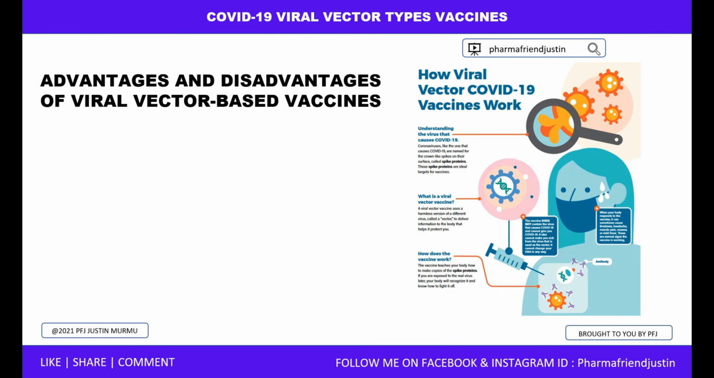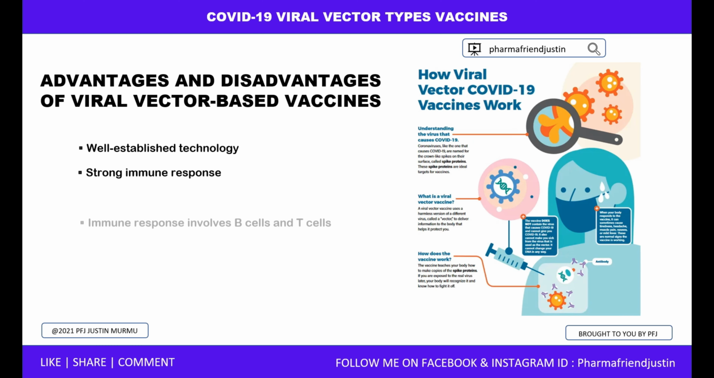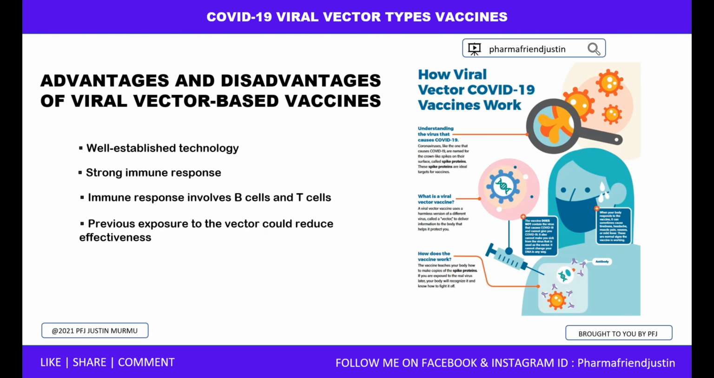Advantages and disadvantages of viral vector-based vaccines. Well-established technology, strong immune response. Immune response involves B cells and T cells. Previous exposure to the vector would reduce the effectiveness. Relatively complex to manufacture.